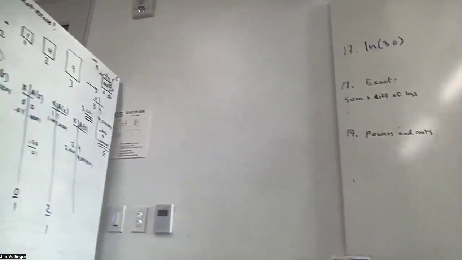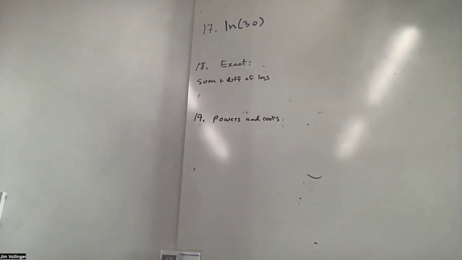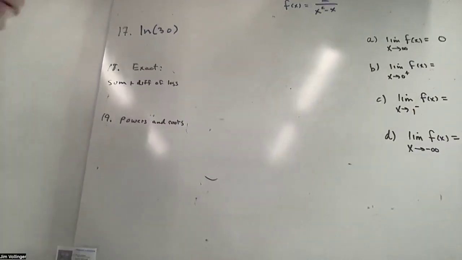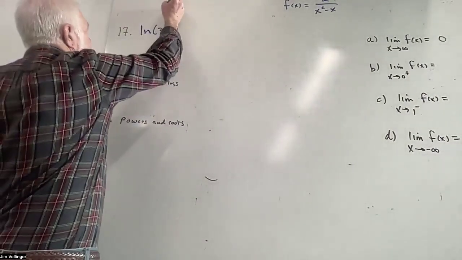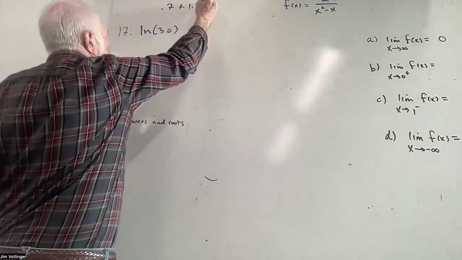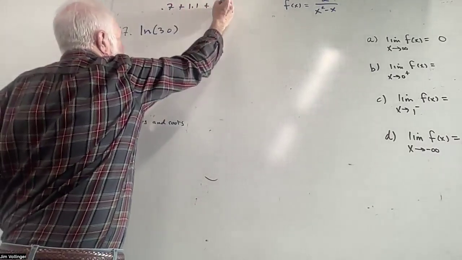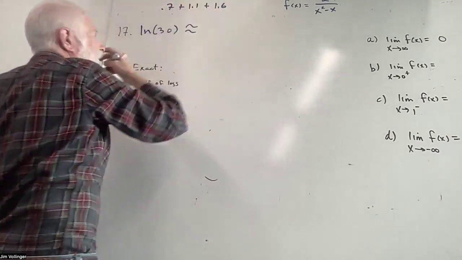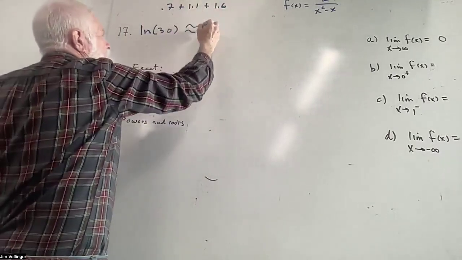And Rene is ready to move along. And we just want practice here. What's the ln of 30? The ln of 30 is going to be 0.7 plus 1.1 plus 1.6. So it's approximately 3.4.